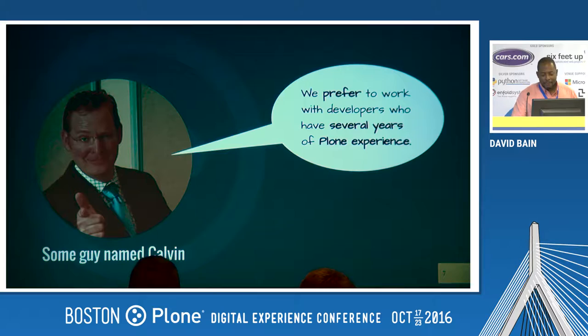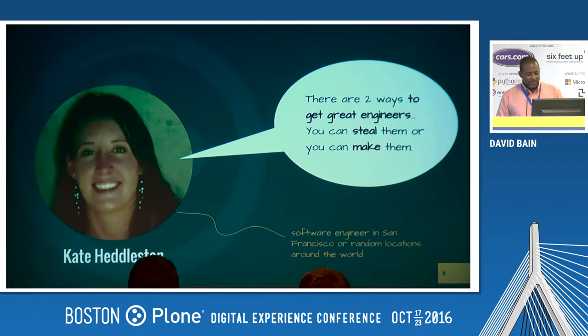Some guy named Calvin said to me, "You know, we really want senior developers. We don't want to have to deal with people who are learning. It's too much pain." And there's a lady who did a presentation at a PyCon, and I think also at a Ruby event. She's a software engineer from San Francisco. And she said, there are two ways to get great engineers. You can steal them, or you can make them. I'm hinting at some stuff here.